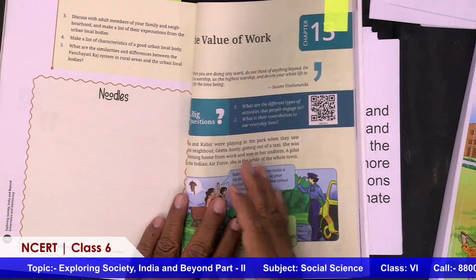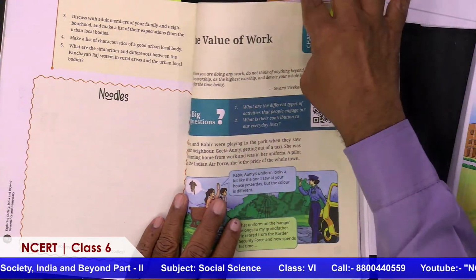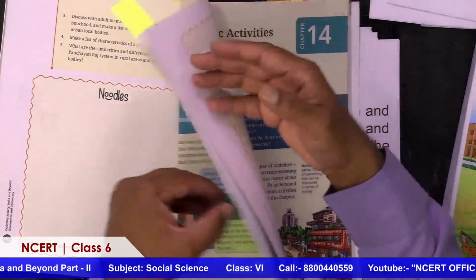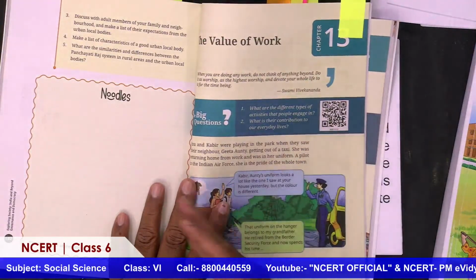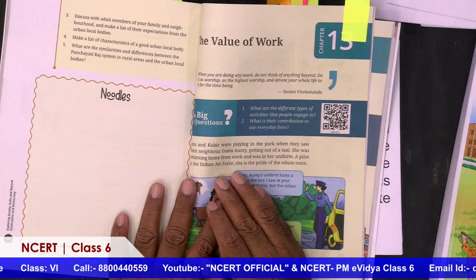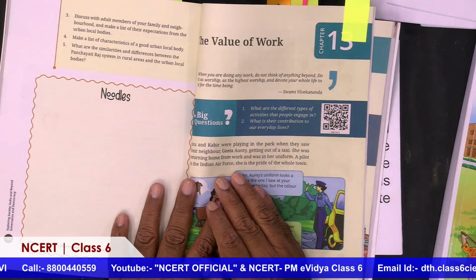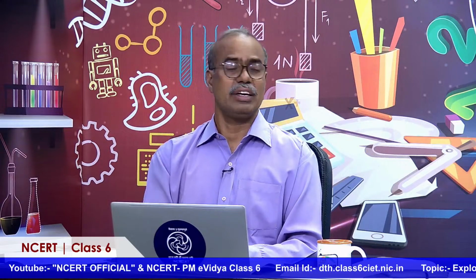So when you work with the teacher on these 2 chapters, the value of work and economic activities, this is chapter 4, economic activities around us. When you read, study, understand, discuss and work with these chapters, we think that you will finally be able to explain the key elements of trade and commerce in textbooks.